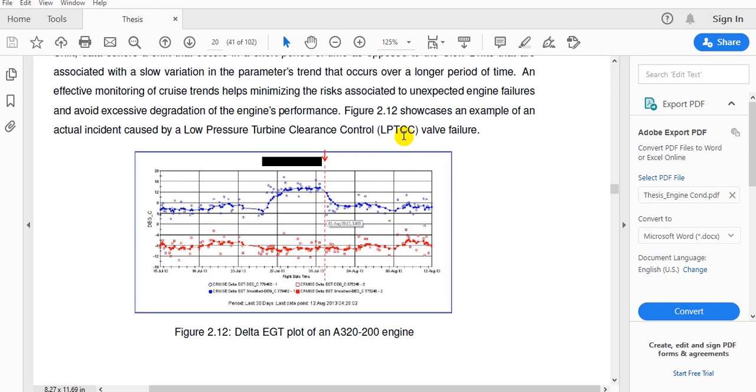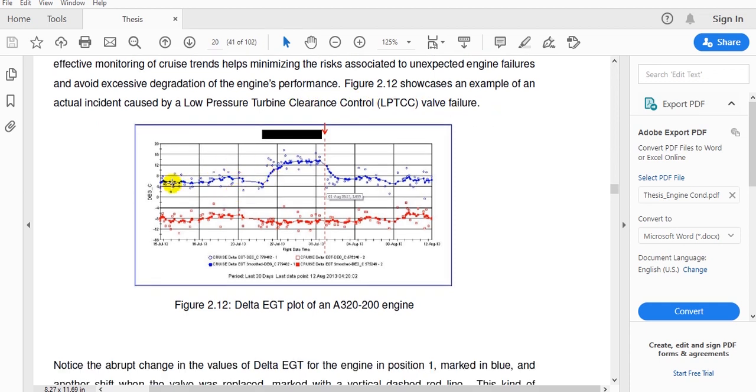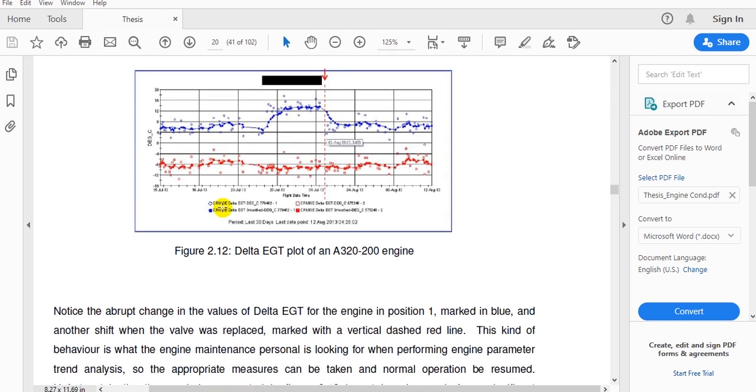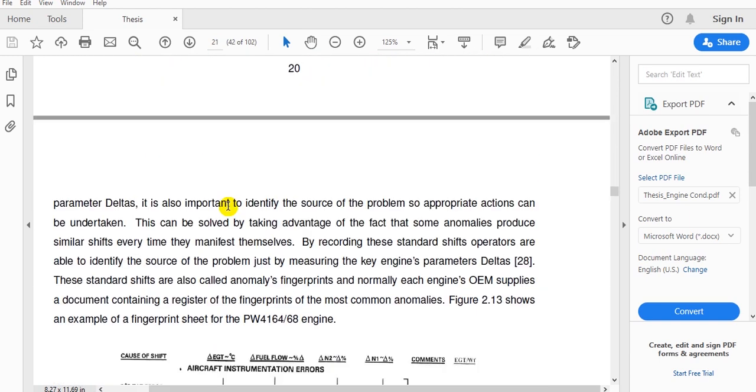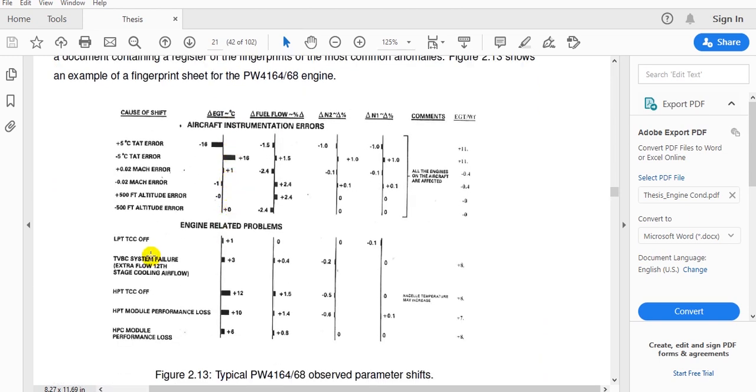Low pressure turbine, compressor, clearance control valve. This is the problem here. High pressure turbine, clearance control valve. So you must take care of this. This is the fingerprint.